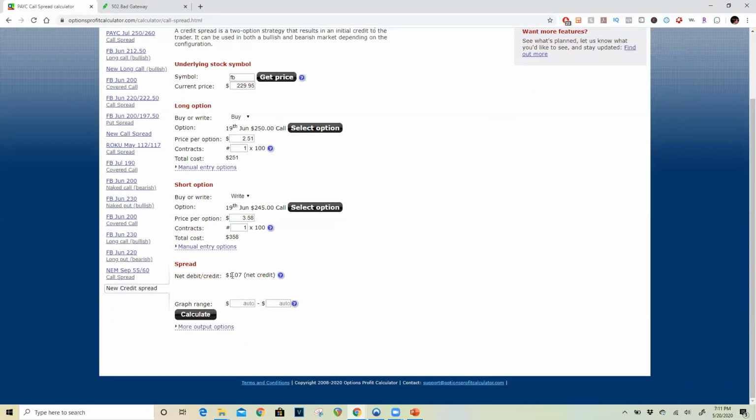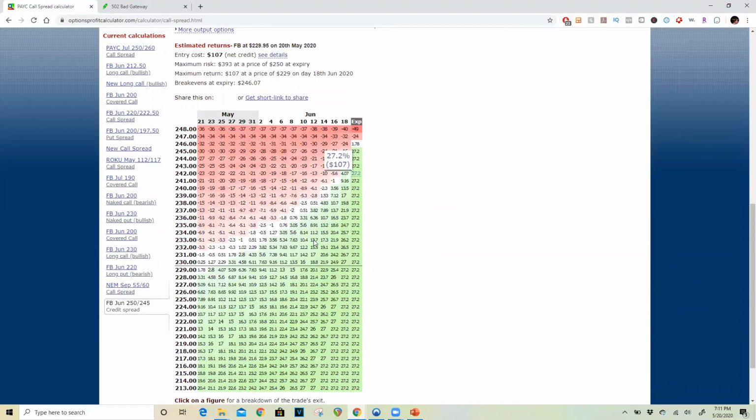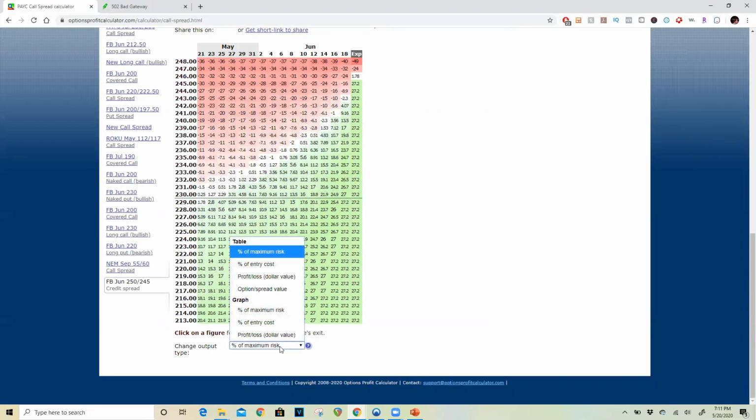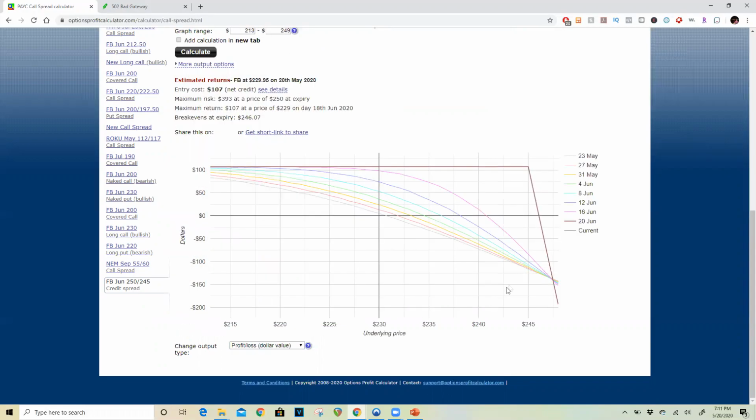Okay, so look at this. You're getting a credit of $107 for opening this call credit spread. Hit calculate. So look at this. This is the entire range where you would make a profit, and that profit is 27.2%. If we look at the graph, at any price below $245, you get to keep the full credit of $107.